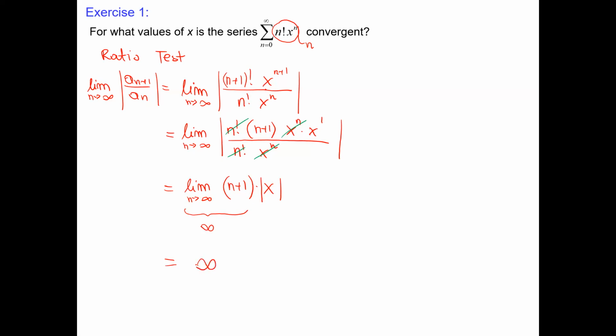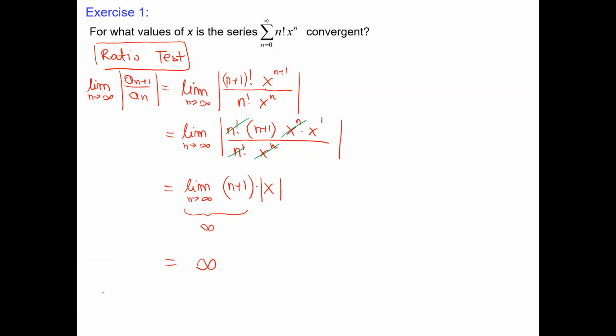It will be infinity. And by the ratio test, when we get that limit, if it's infinity, we can say that the series is divergent, it diverges. There is no other option. We know this is divergent for all of the x's.